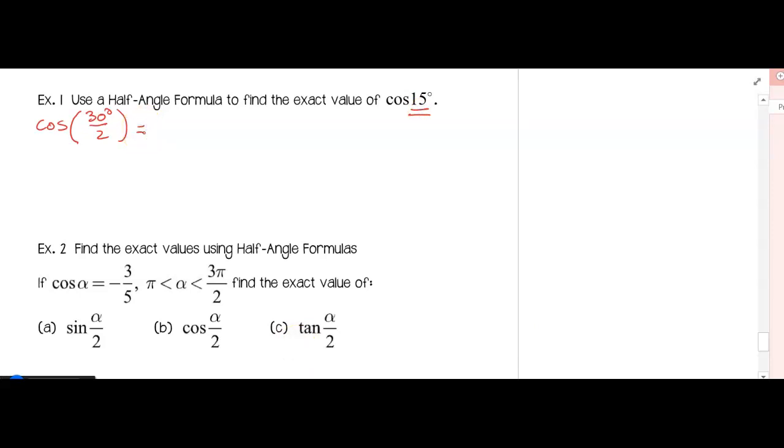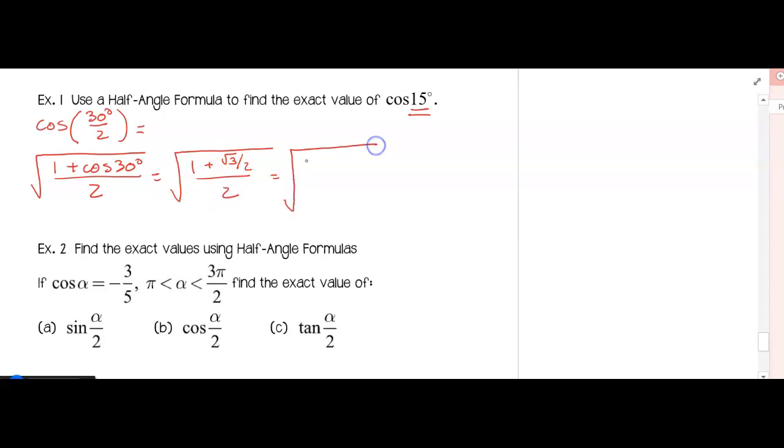So we're just going to substitute this into our formula. So we're going to get the square root of 1 plus cosine 30 degrees divided by 2. And the cosine of 30, that's pi over 6, so the cosine is going to be root 3 over 2. So that's 1 plus root 3 over 2 divided by 2. And let's see, that's going to be 2 over 2 plus root 3 over 2, all divided by 2.